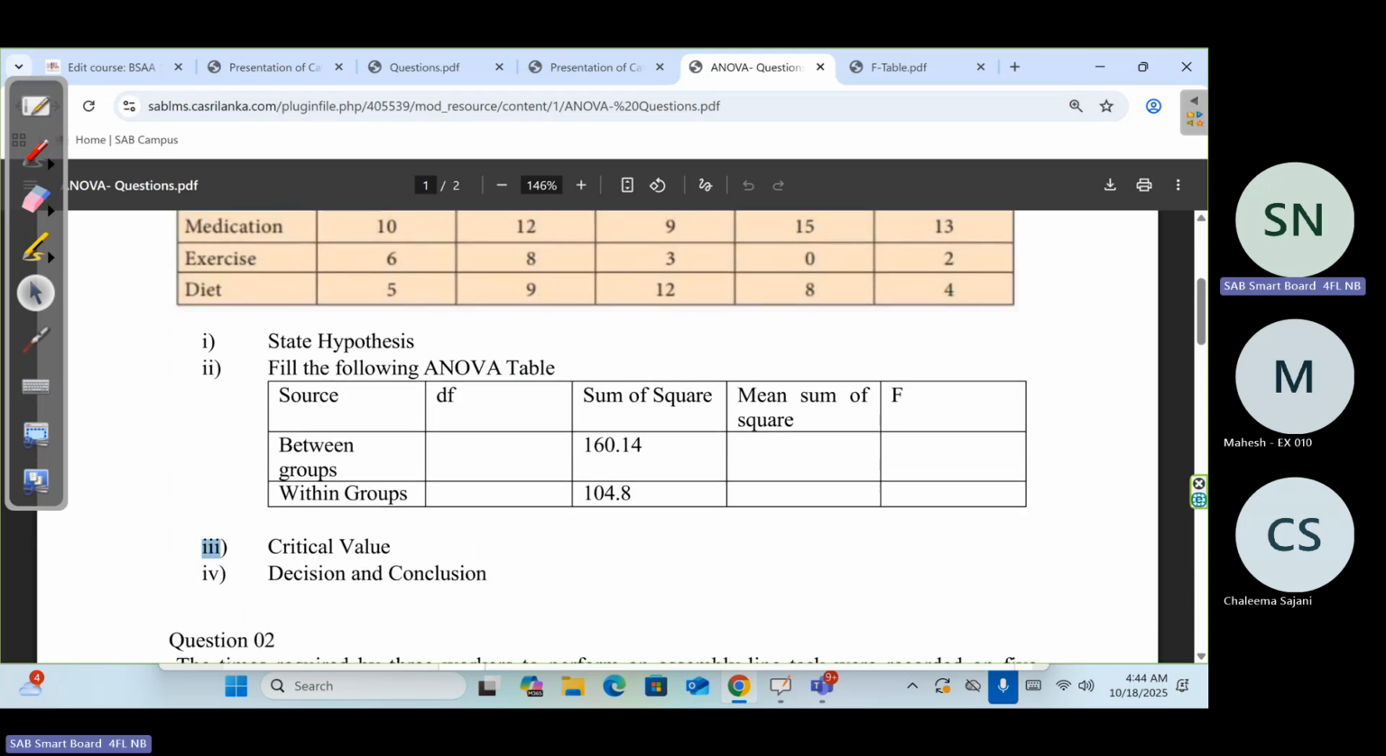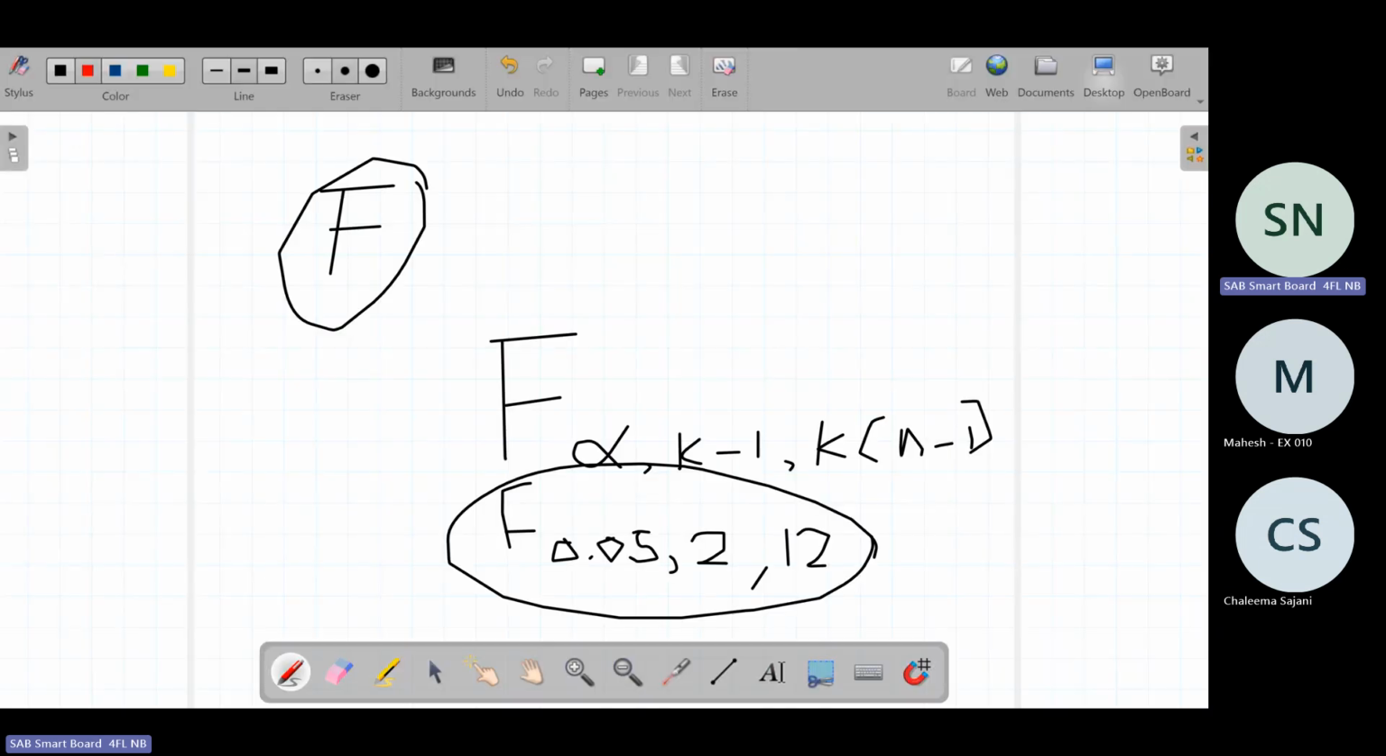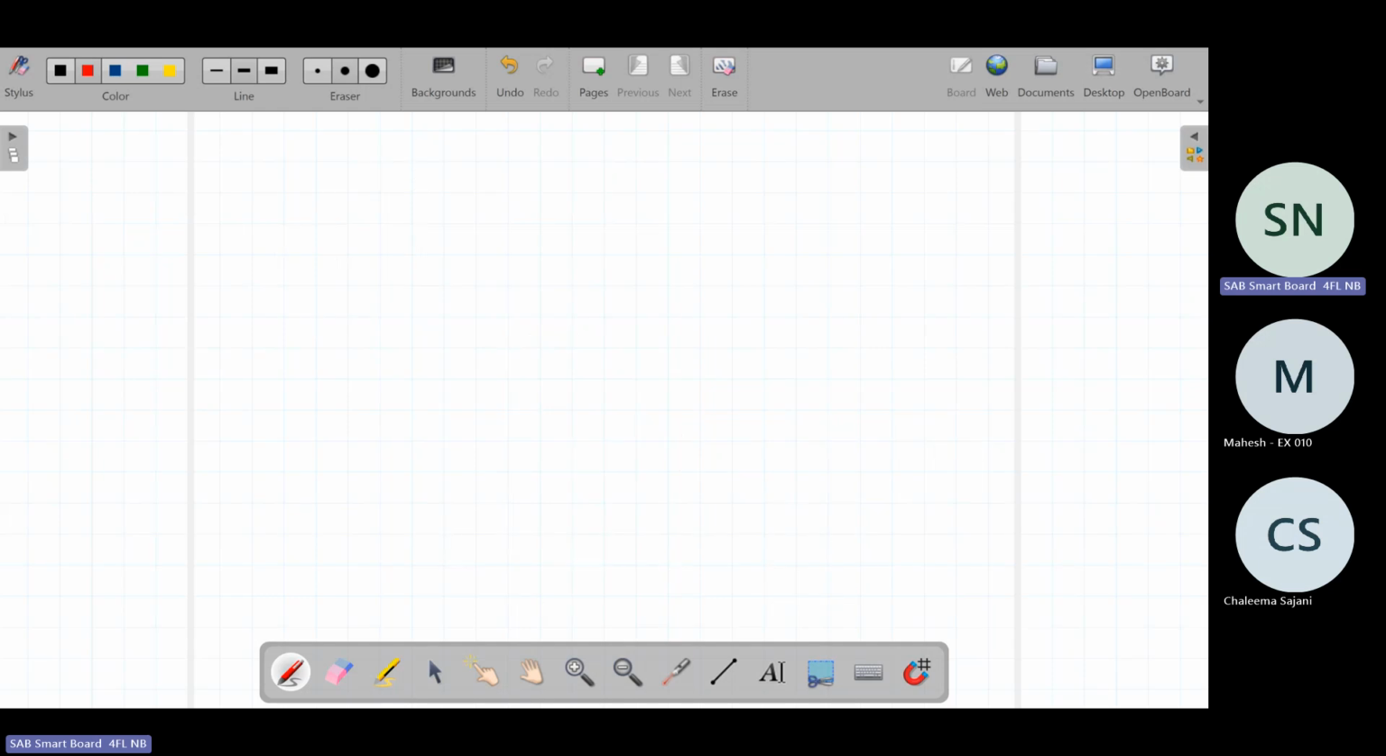Then first step you need to mention the hypothesis. This is the structure of the question. Then I will give the table and I will fill the sum of squares. First you write down the hypothesis. How many groups are there? 3. It means how many mu values are there? 3. Then you need to write down H naught: mu1 equal mu2 equal mu3. Why? Only 3 values are there. Understood? Then H1, how do we write?